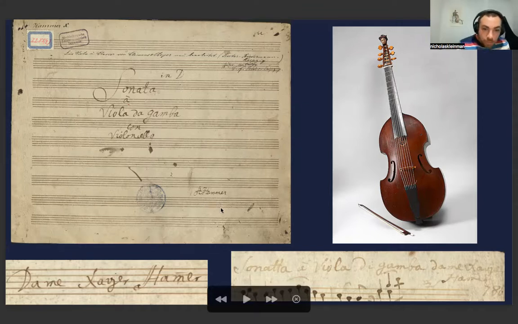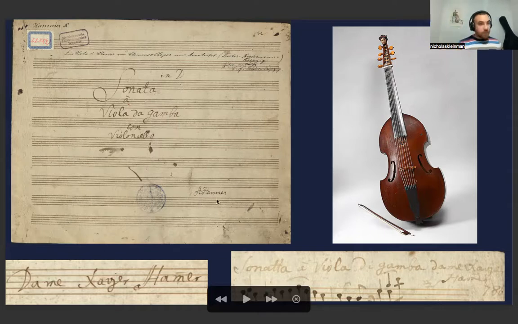But this "A Hama," it's difficult to see on the screen, but if you actually hold the manuscripts, this was not written by Hama. And if someone is astute, they can see that the spelling of Hama is different. In the bottom left and the bottom right, Hama uses this line over the M instead of a double M.